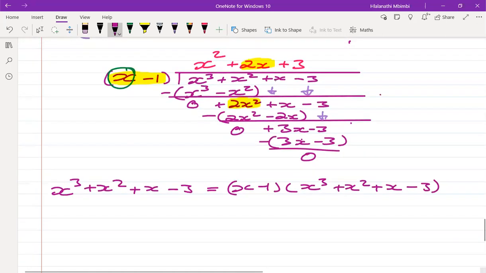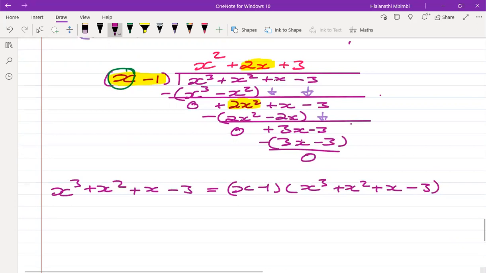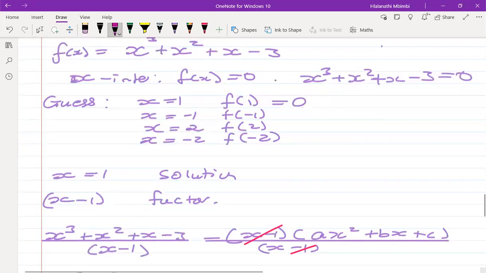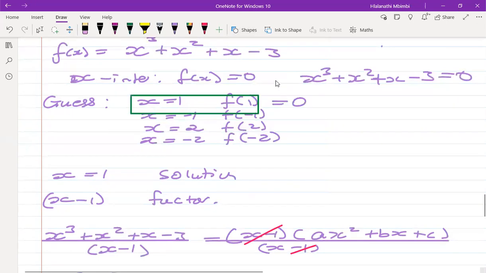It's not going to always be x minus 1. What makes this one x minus 1, and this is a bad example because they all have x minus 1, is that the first solution that we got was that.